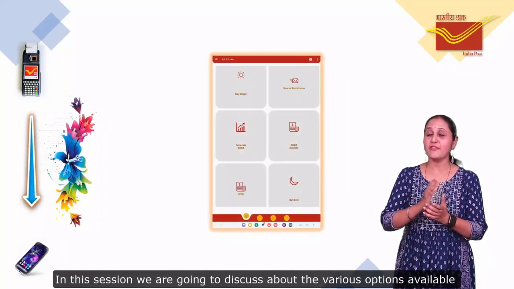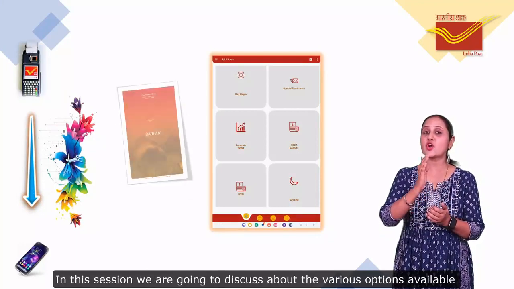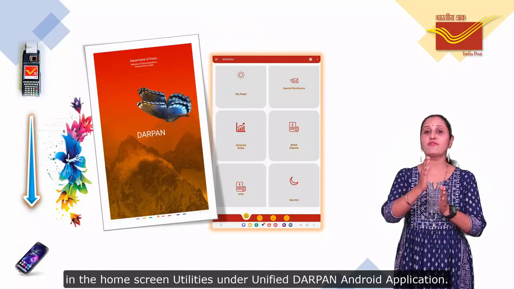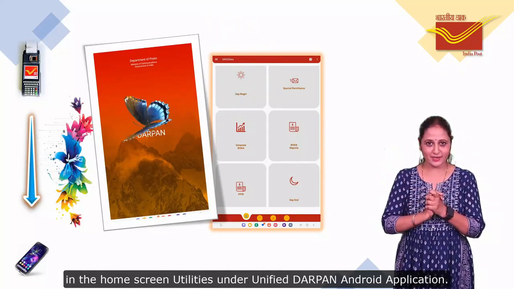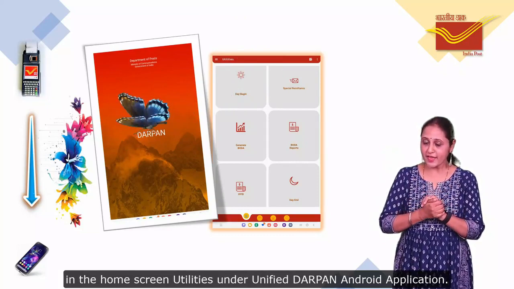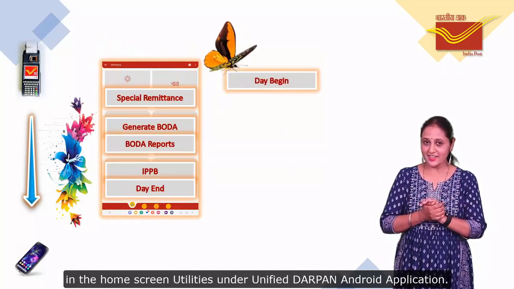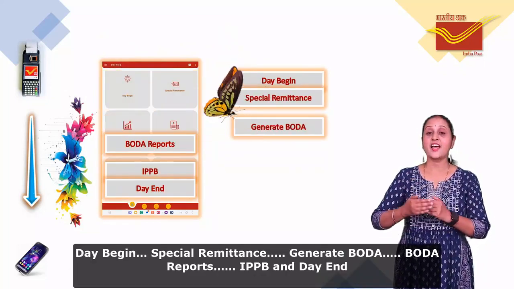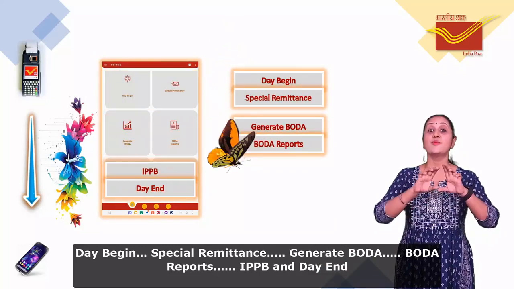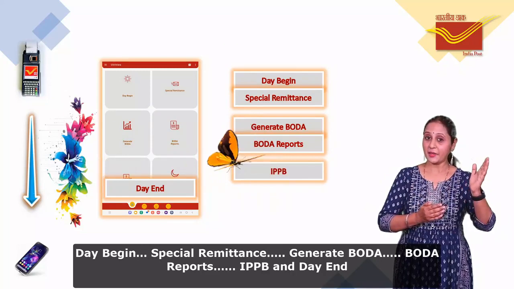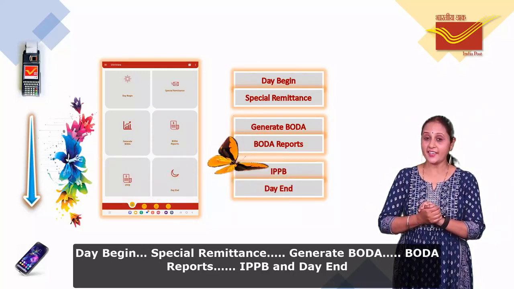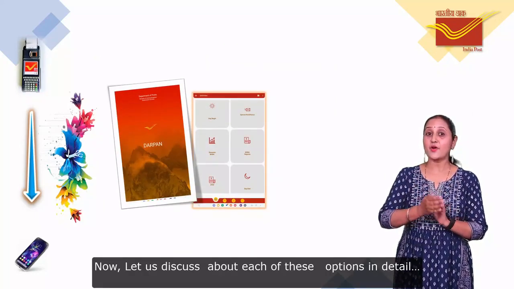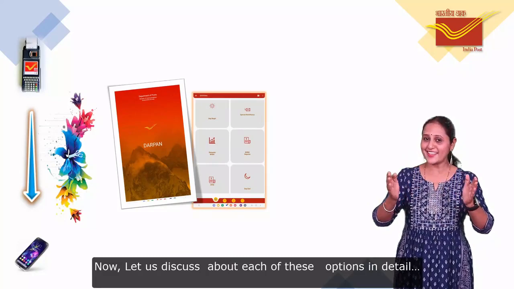In this session, we are going to discuss the various options available in the home screen utilities under the Unified Darpan Android Application. The various options available under utilities are Day Begin, Special Remittance, Generate Boda, Boda Reports, IPPB, and Day End. Now, let us discuss each of these options in detail.